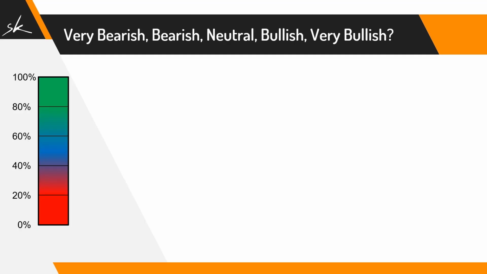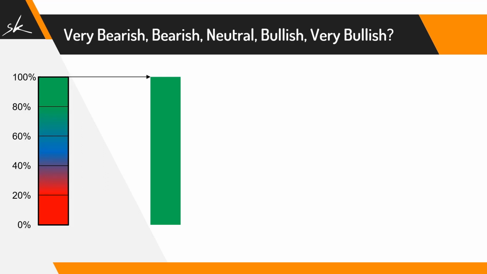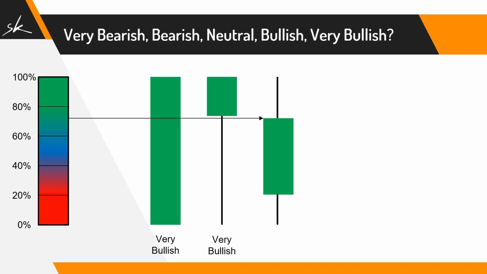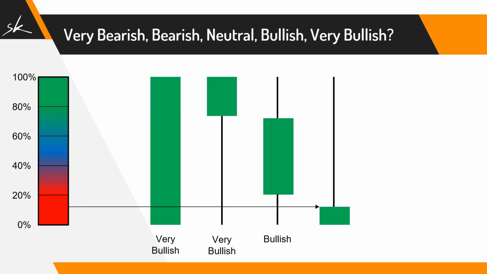Let's look at a few examples. In the first candle, the closing price is in 80 to 100% range, therefore it's a very bullish candle. Next candle, the closing price is in 80 to 100% range, therefore it's a very bullish candle. Next candle, the closing price is in 60 to 80% range, therefore it's a bullish candle. Next candle, the closing price is in 0 to 20% range, therefore it's a very bearish candle.